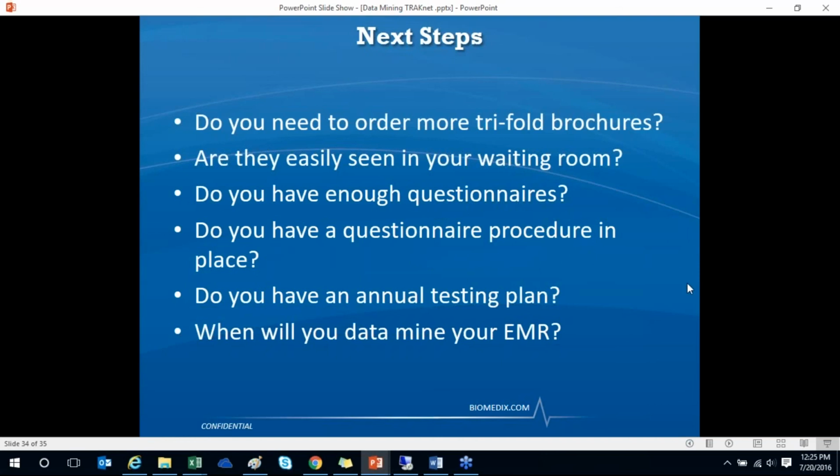Again, don't forget that we have the handouts attached to this webinar. So we have the screenshots for TRAKnet. It will take you step by step on how to run these diagnosis reports. If you need any help, I'm happy to set something up with you. I can help walk you through it. If you need questionnaires emailed to you, please email me after the webinar, and I'm happy to send those to you as well. I am going to unmute everybody at this time, just in case anybody has any questions.